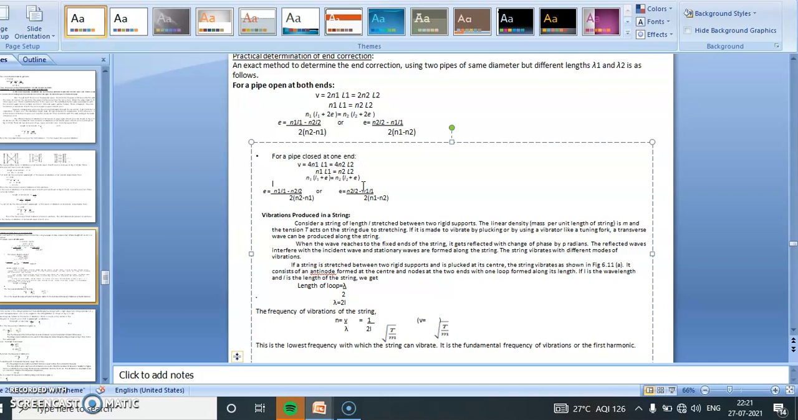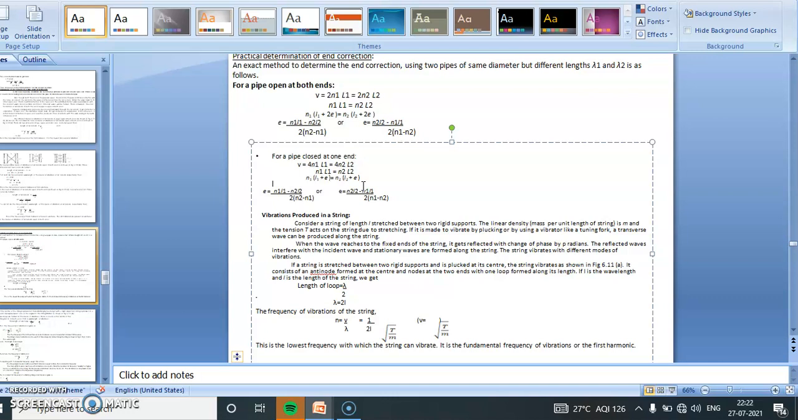When the wave reaches the fixed end of the string, it gets reflected with a change of phase by pi radians. The reflected waves interfere with the incident waves and stationary waves are formed along the string. The string vibrates with different modes of vibration.